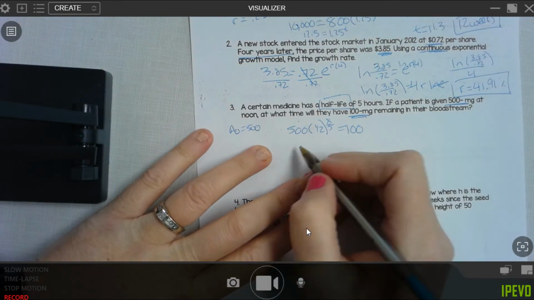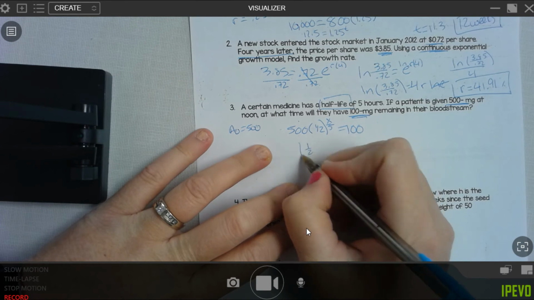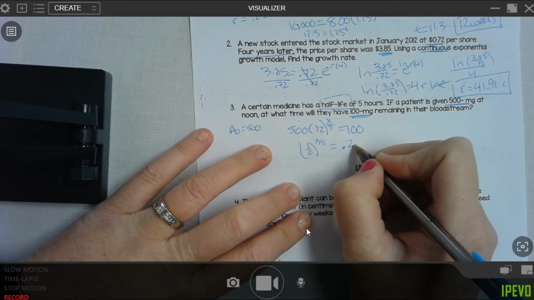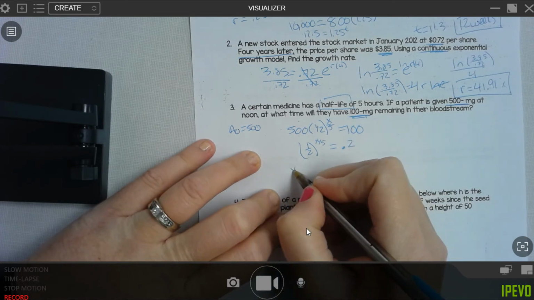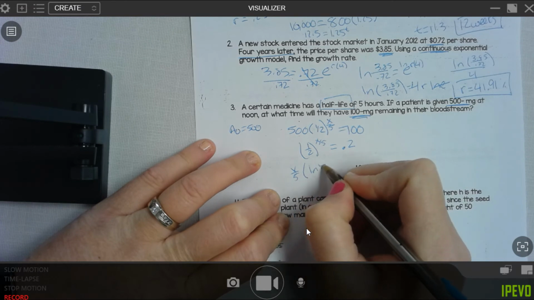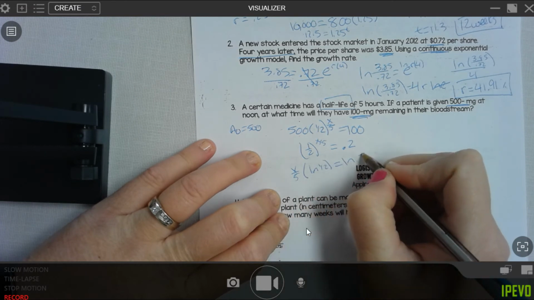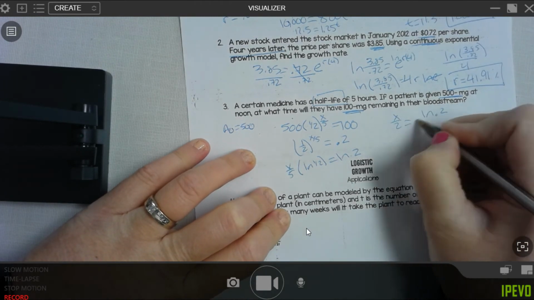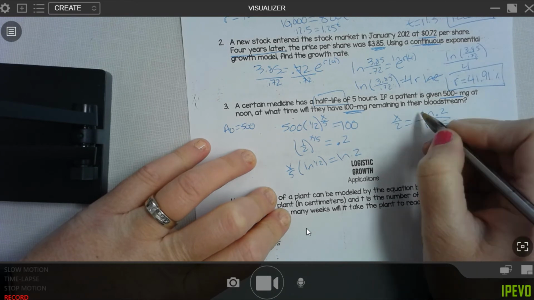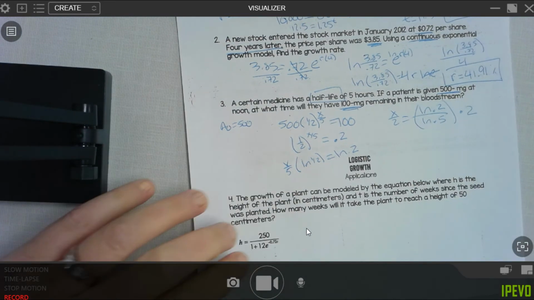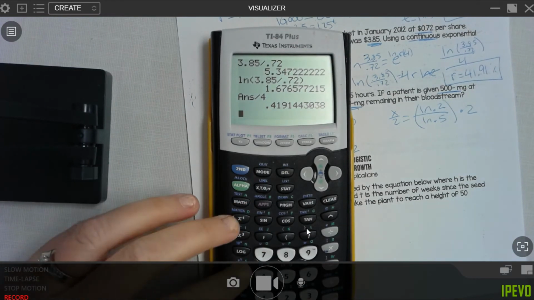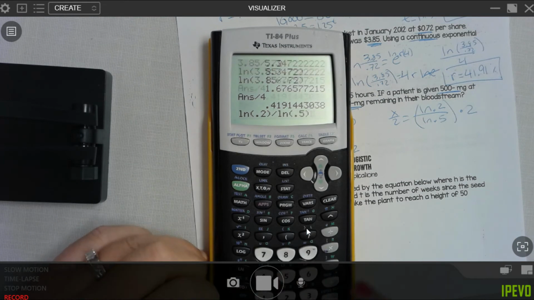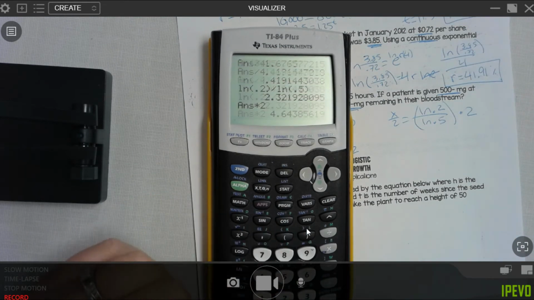So I'm going to divide over my 500. And then I'm going to natural log both sides. And then divide that over. And then multiply that by 2. So let's see.